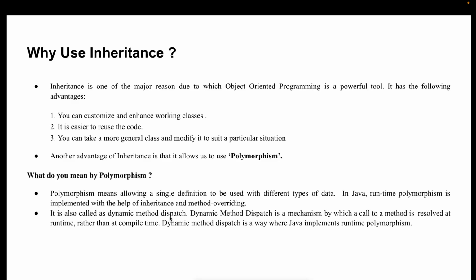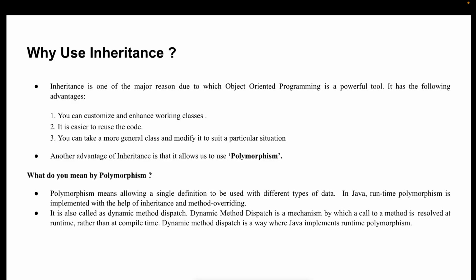See, polymorphism means allowing a single definition to be used with different types of data. In Java, runtime polymorphism is implemented with the help of inheritance and method overriding. It is also called dynamic method dispatch, a mechanism by which a call to a method is resolved at runtime rather than at compile time. So method overloading was compile time polymorphism, and method overriding is dynamic or runtime polymorphism. Dynamic method dispatch is a way where Java implements runtime polymorphism. It will be clearer when I show you the demos related to method overriding.